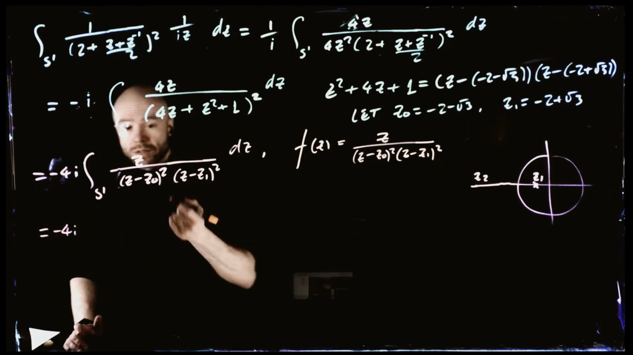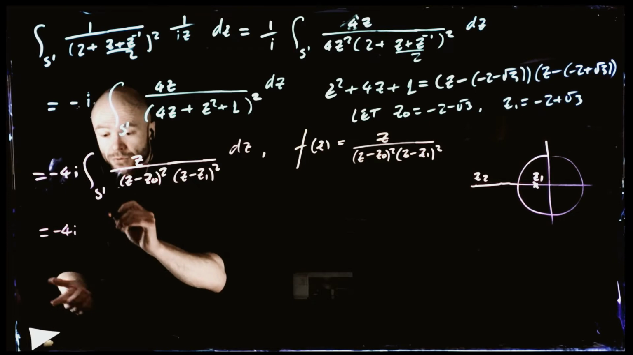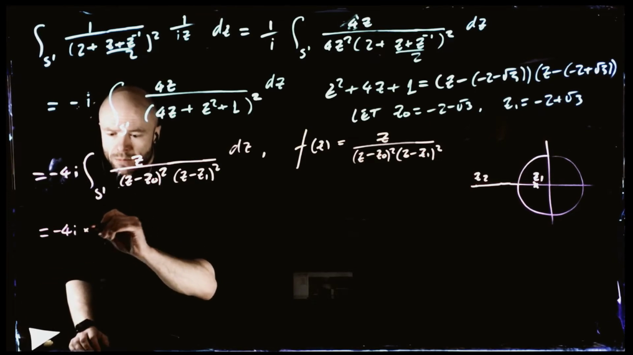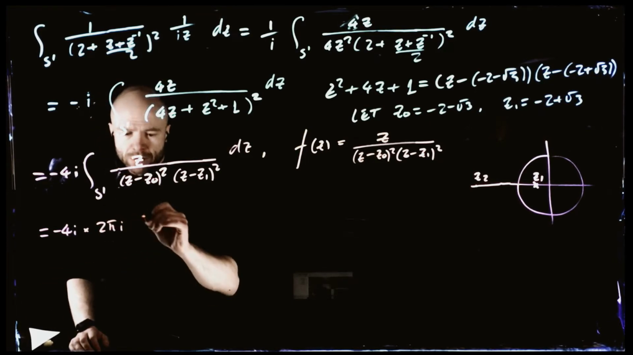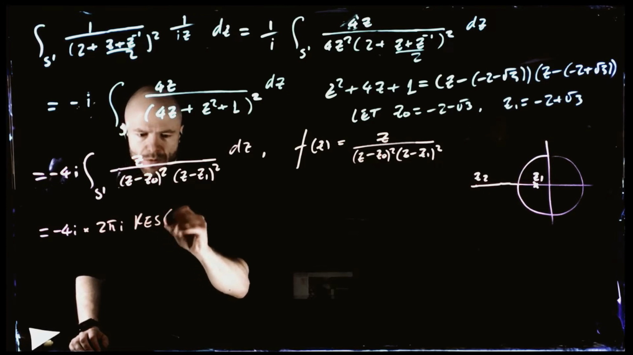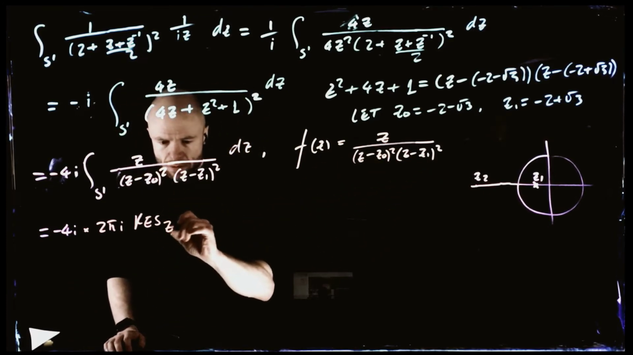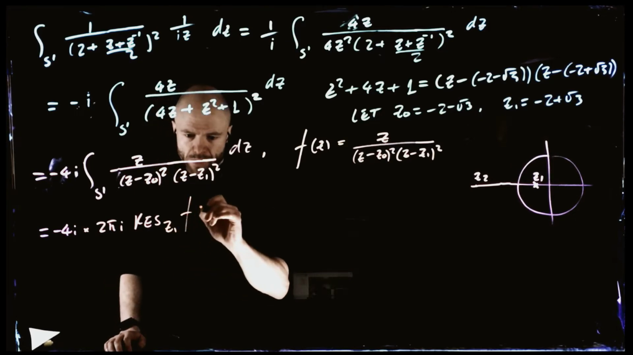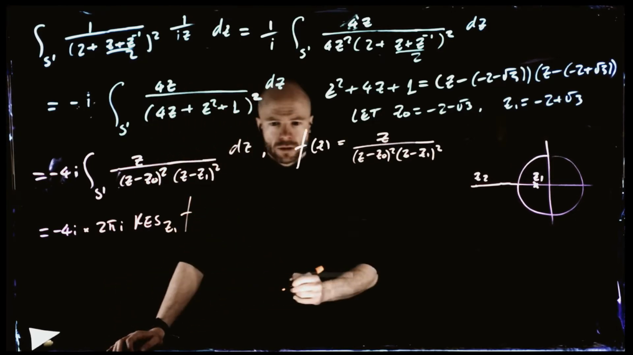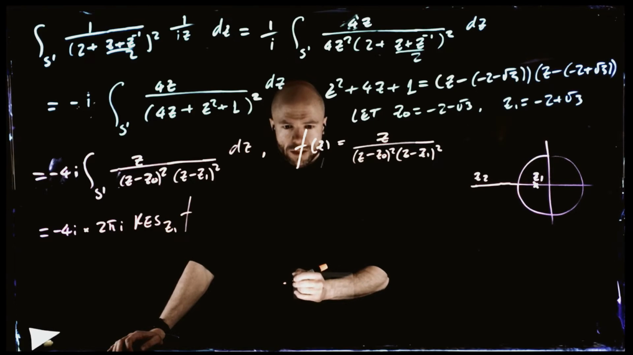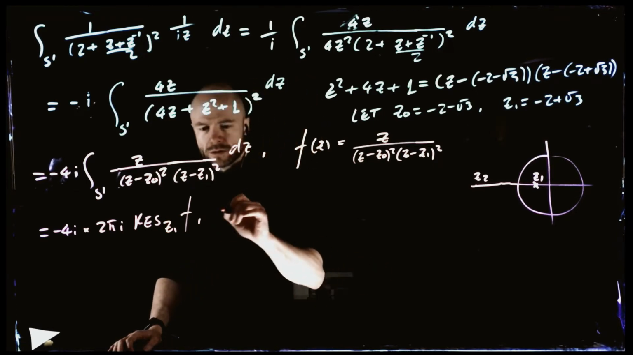And then 2 pi i times the residue at the point z1 of our function f of z. So we need to calculate the residue.